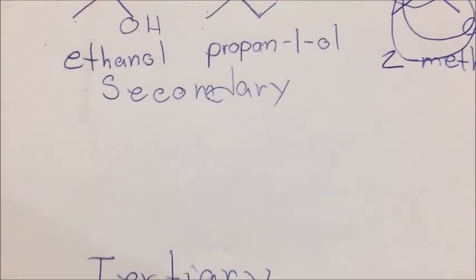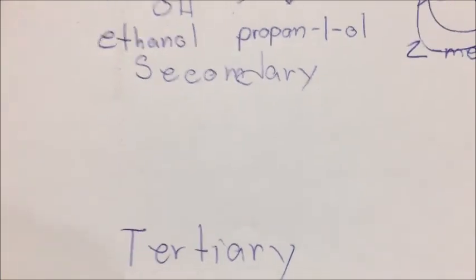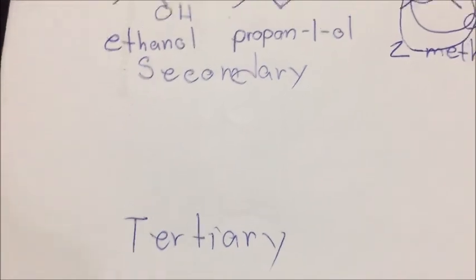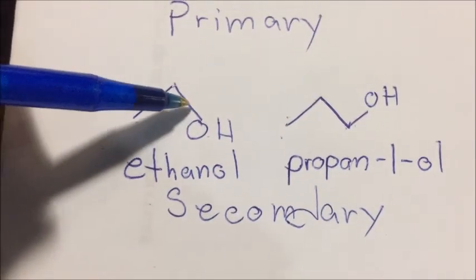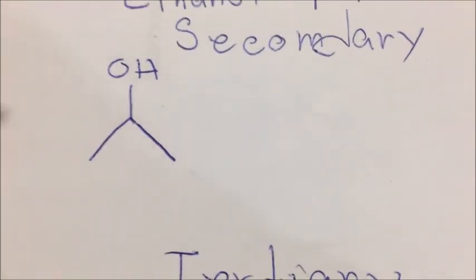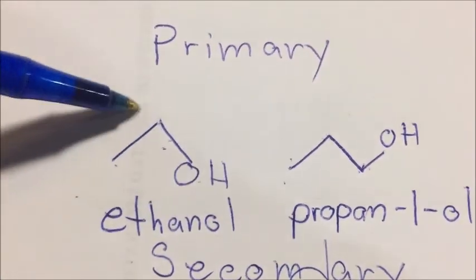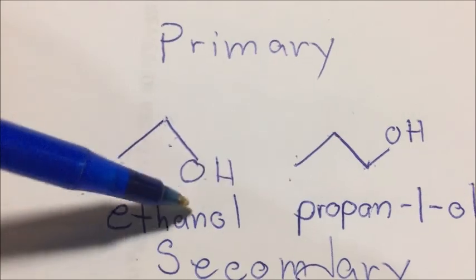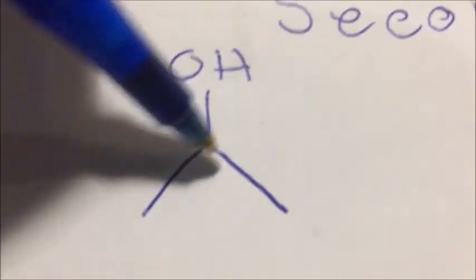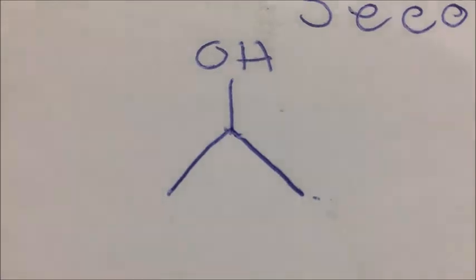In a secondary alcohol, the carbon with the OH group attached is joined directly to two alkyl groups, which may be the same or different. Now here's an example. You'll definitely see a difference from the primary alcohols here. This is a secondary alcohol right there. Compared to the primary alcohols, the carbon atom which the OH is connected to is only connected to one other carbon atom. Look at that. This carbon atom is connected to two other carbon atoms. That's why it's called secondary.